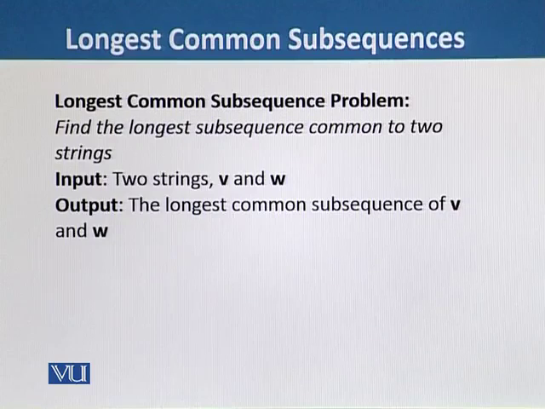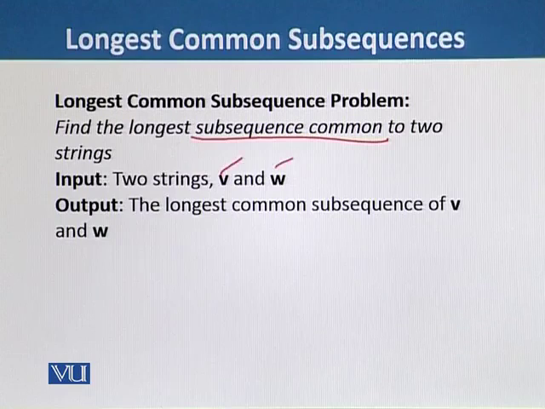And for this purpose we need the common subsequence, as we have seen previously. So the input will be the 2 strings V and W, and the output will be the longest common subsequence of V and W.